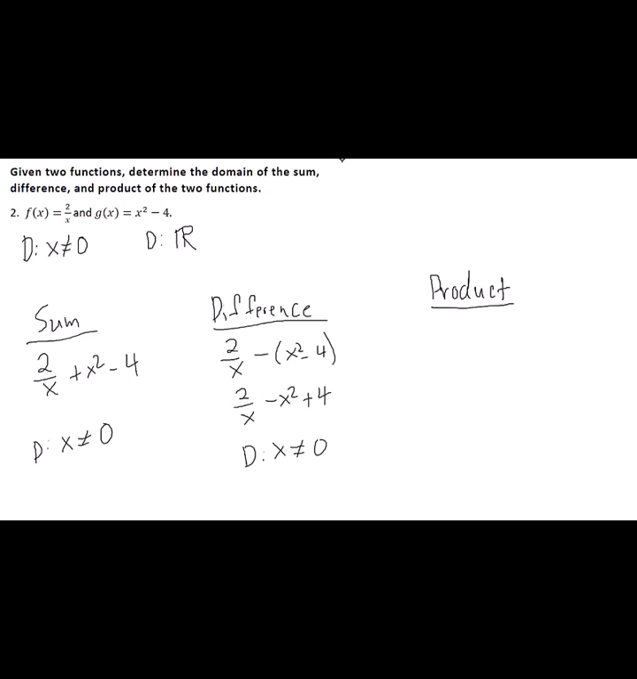Okay, so we get 2 over x times x squared minus 4. So when we multiply this, we can put it over 1 and then distribute that 2, and we get 2x squared minus 8 over x. And so again, we still have x in the denominator. So it's all real numbers except x cannot equal 0.